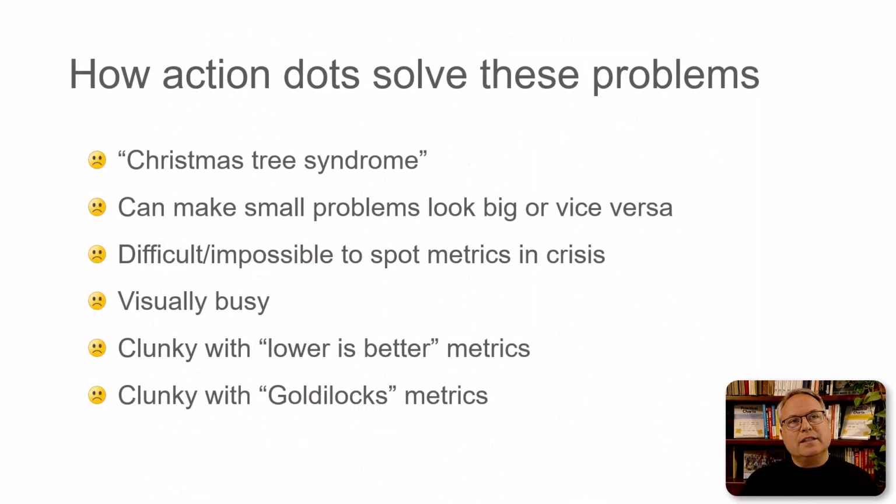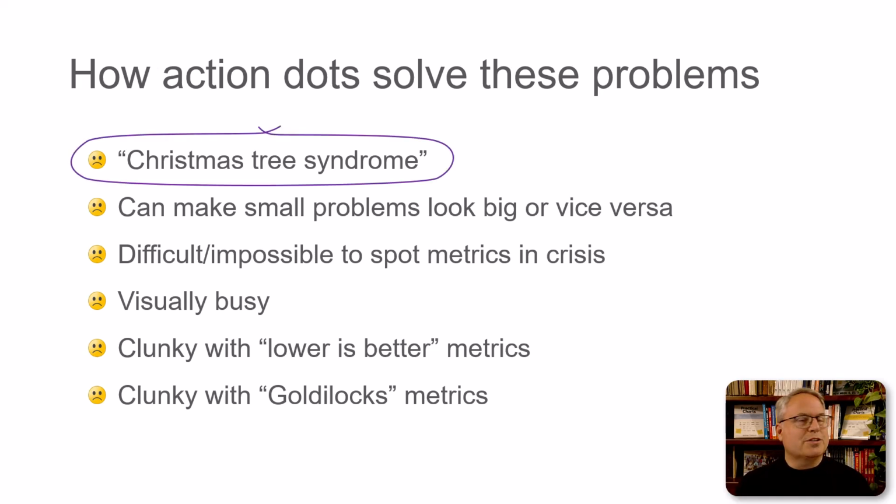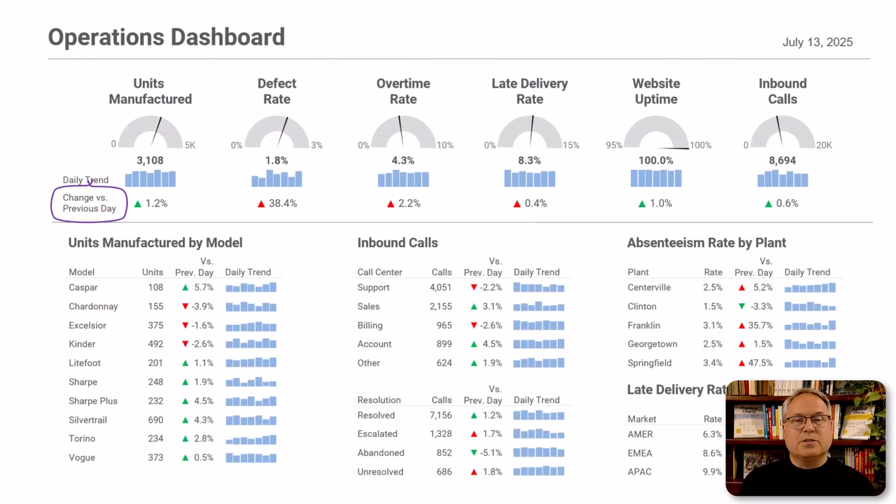So how exactly do action dots solve these problems that I see with conventional methods? Well, let's look first at what I call Christmas tree syndrome. And so to understand what this problem is, let's look at a dashboard that is using one of the conventional methods that I mentioned, change, in this case, versus previous day. Great. All right. So what requires attention here?